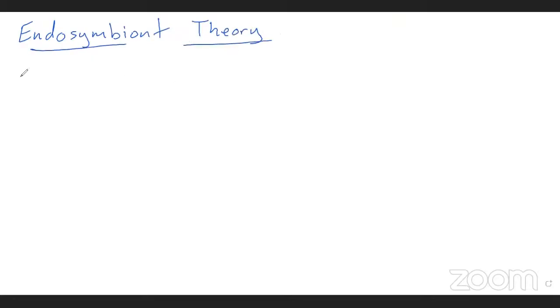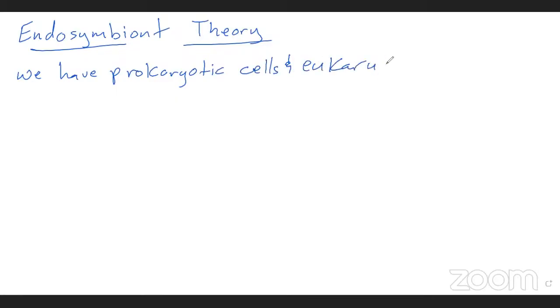All right, so endosymbiont theory. So we have two cell types. So we have prokaryotic cells and eukaryotic cells. Which of these two cells came first? Is it the prokaryotic cell or the eukaryotic cell? Prokaryotic. All right.